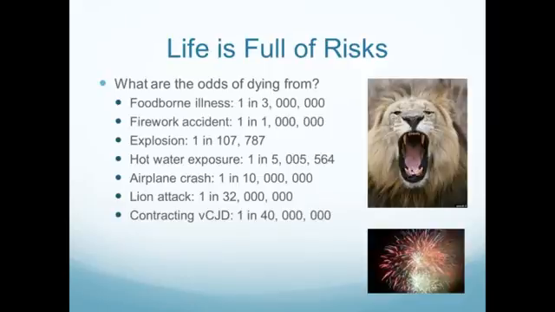And contracting variant CJD, which is the form of mad cow disease, it's the prions that get into our diet and we get variant CJD from it. Although there's a lot of talk about it, the actual risk has been calculated as 1 in 40 million. So you can see all these events that could occur, and by doing risk analysis, we can actually get the probability of them occurring. So foodborne illness is about 1 in 3 million. Contracting foodborne illness from leafy greens, for example, is about 1 in 5 million. So it's very low, but obviously if you're the person in that one, it's not so good.